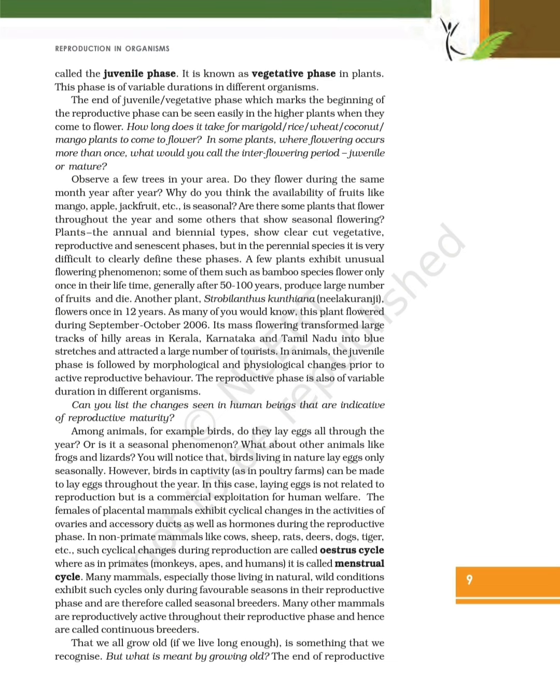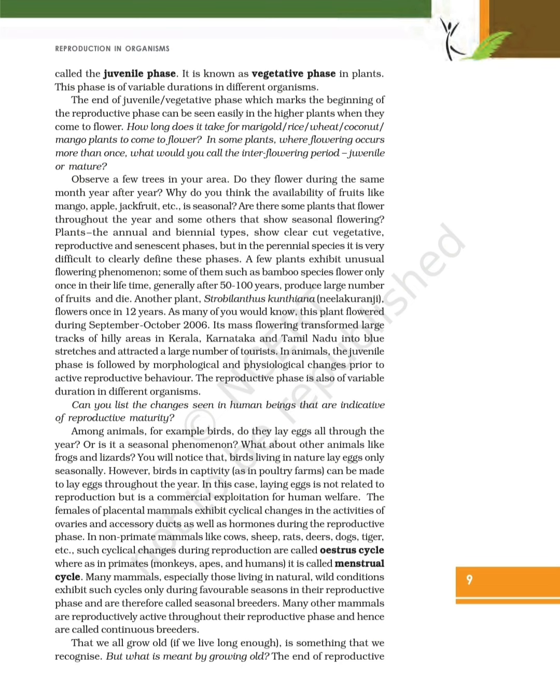Another plant, that is Strobilanthus kunthiana (Nila Kuranji), flowers once in 12 years. As many of you would know, this plant flowered during September to October 2006. Its mass flowering transformed large tract of hilly areas in Kerala, Karnataka and Tamil Nadu into blue stretches and attracted large number of tourists.